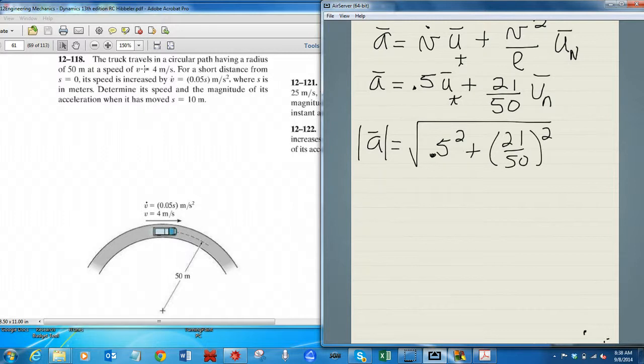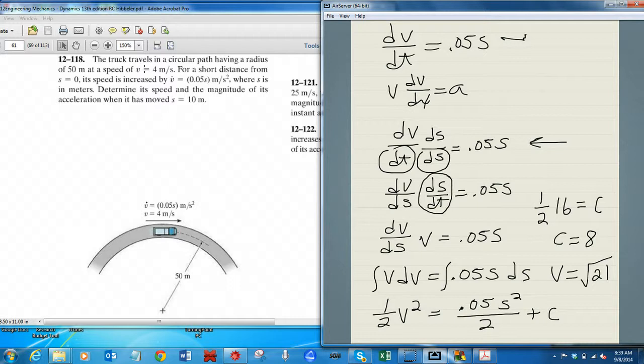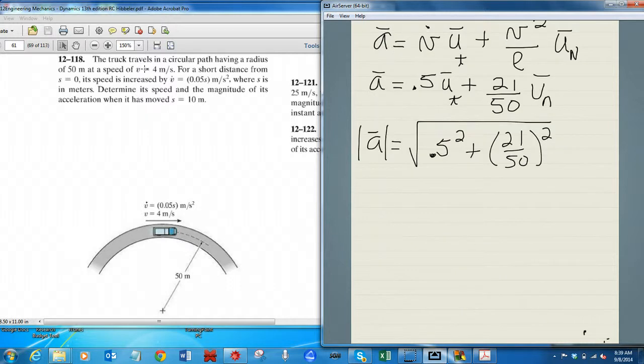Okay, so let's back up and review. What did you do for this problem? They said they want acceleration, so I've got to find an acceleration equation. How did I know to use tangent and normal instead of i and j? Yeah, you have a question. It was just the square of the velocity.